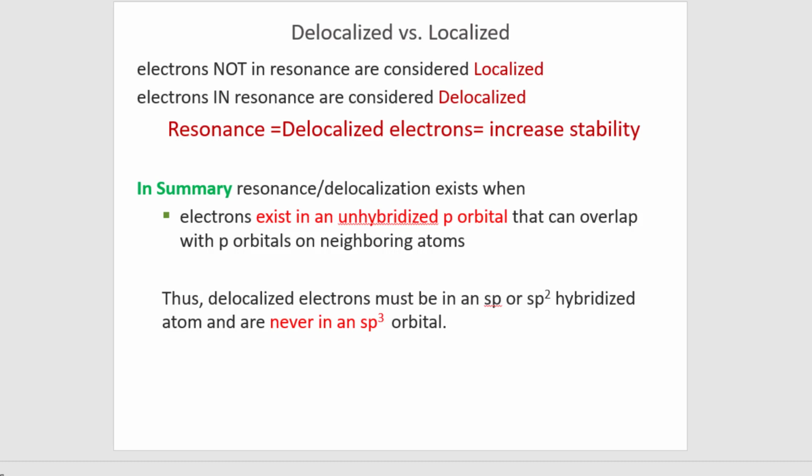So electrons not in resonance are considered localized. Electrons in resonance are considered delocalized. Resonance and delocalized electrons are really the same thing. They improve your stability. So in summary, electrons exist in unhybridized p orbitals that overlap with other p orbitals on neighboring atoms. That is what resonance delocalization is. So delocalized electrons must be in sp or sp2 hybridized atoms and can never happen on sp3 carbons. Never on an sp3 carbon.